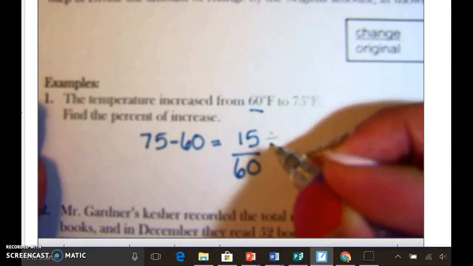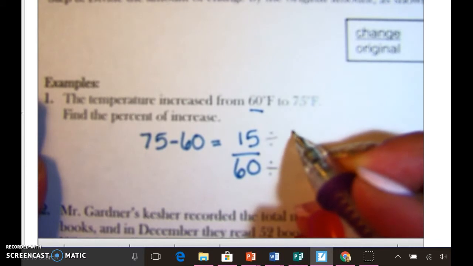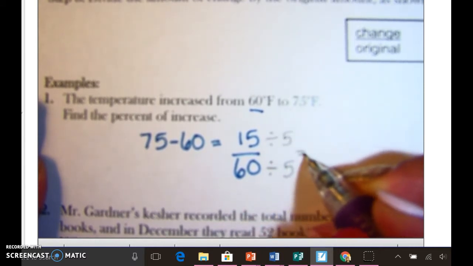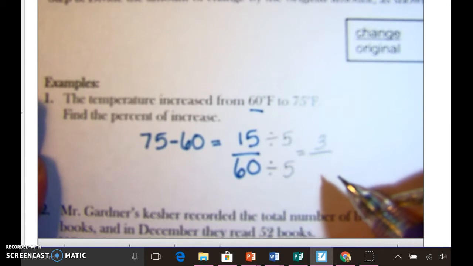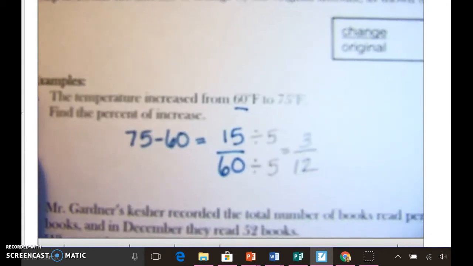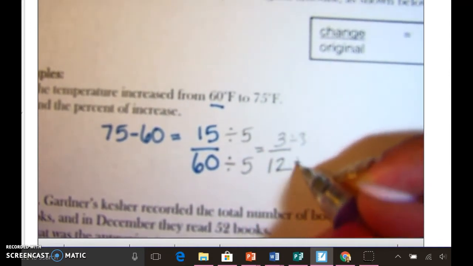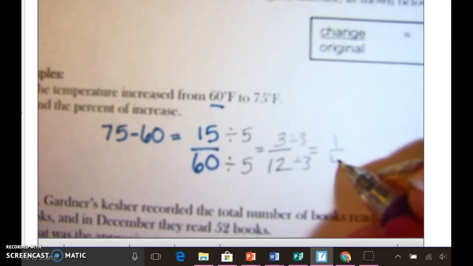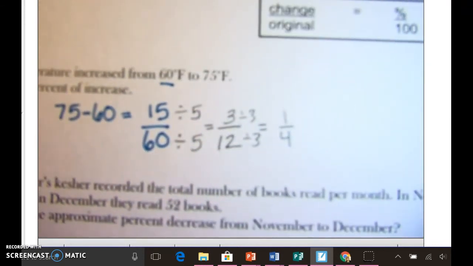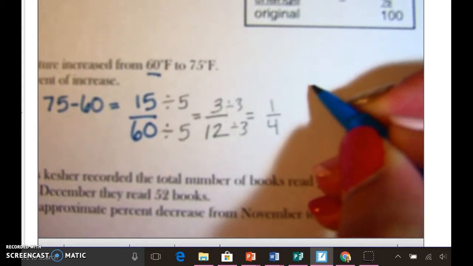So let's see, what's a number that can go into 15 and 60? What about 5? 5 goes into 15 3 times. 5 goes into 60 12. Is there anything that goes into 3 and 12? 3. 1/4. If you know what 1/4 is as a fraction and as a decimal and as a percent, then you saved yourself a lot of work. But if you don't, now you have a small enough number that you can divide the bottom into the top.